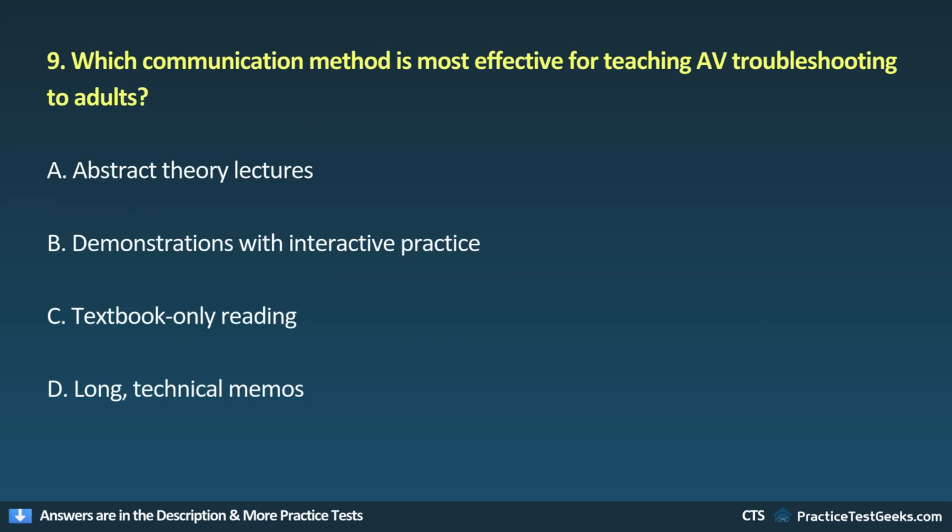9. Which communication method is most effective for teaching AV troubleshooting to adults? A. Abstract theory lectures. B. Demonstrations with interactive practice. C. Textbook-only reading. D. Long, technical memos.